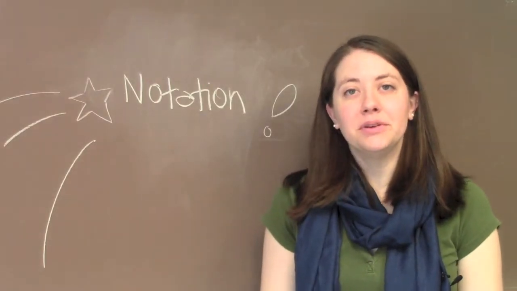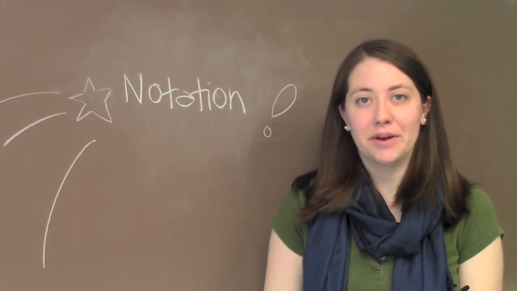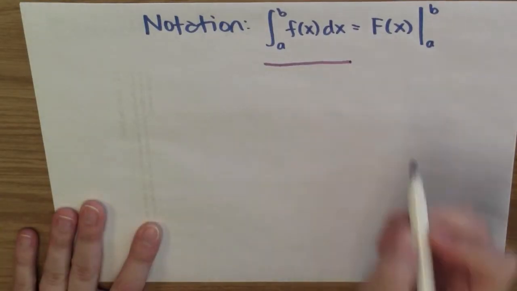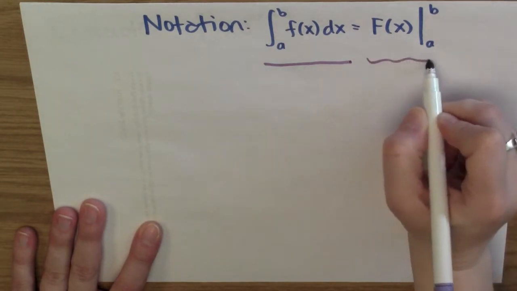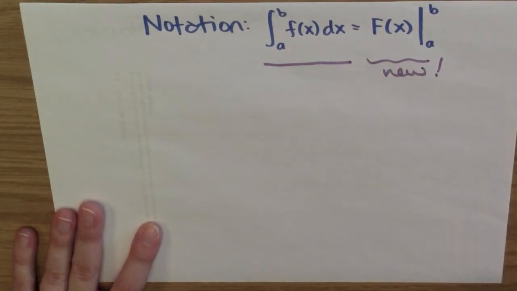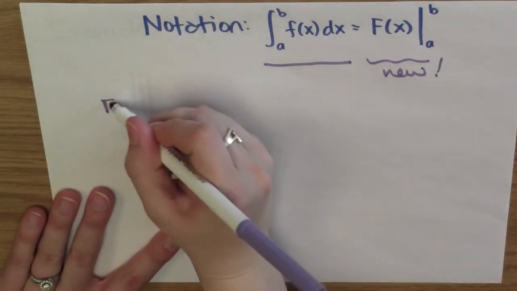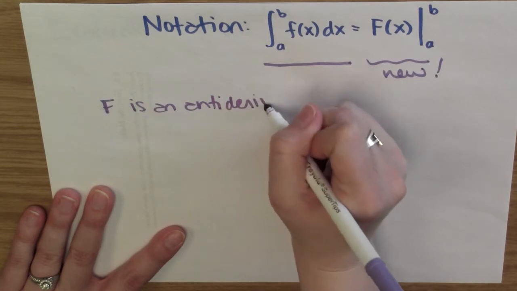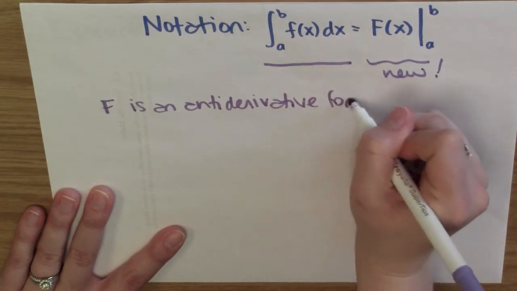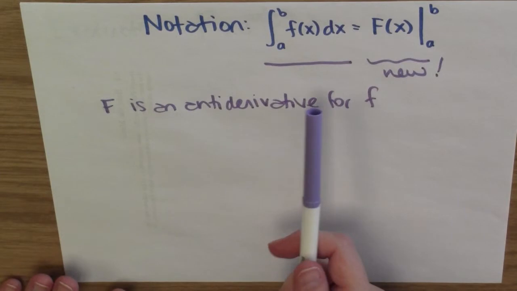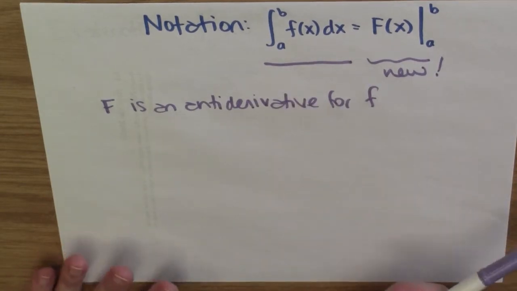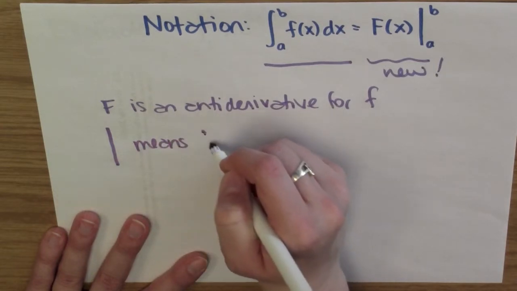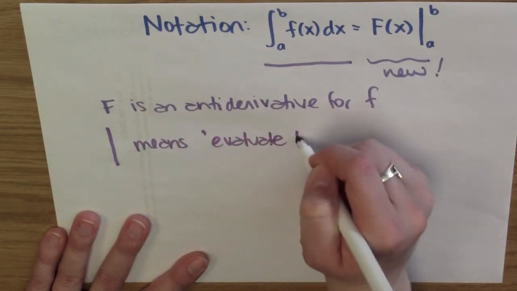Finally, let's introduce some new notation most often used with the fundamental theorem. This notation is partly old. Here we have the definite integral that we've seen before, and here we have some new stuff. Okay, so this capital F is an antiderivative for my little f. So this is actually a statement of the fundamental theorem, right? The long bar, like this, means evaluate this F.